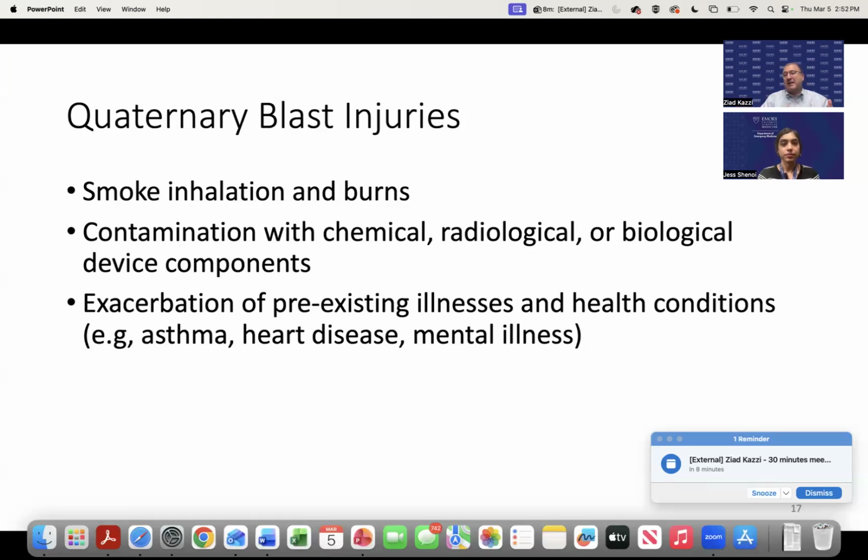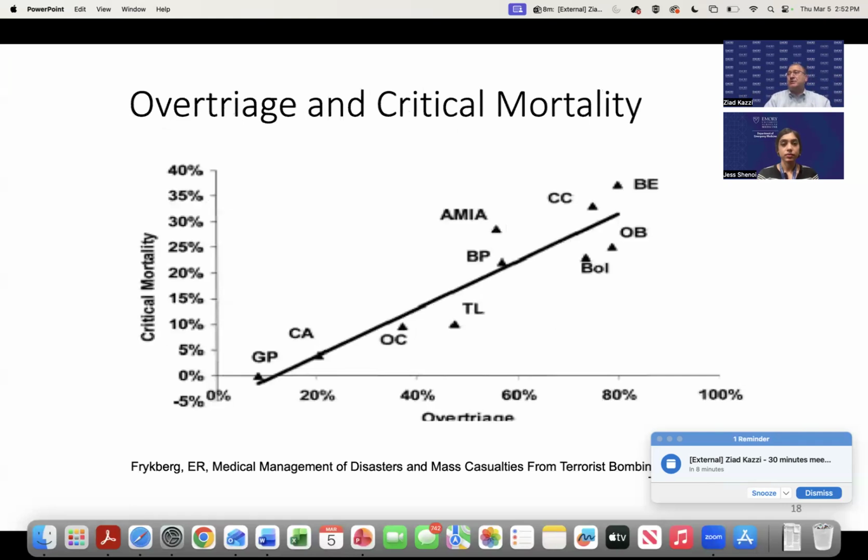As you see, it's a very complex injury complex that can result from bombing incidents, not to be taken lightly, and requires a multidisciplinary approach. And it really all starts from the pre-hospital phase, where our emergency responders, by transporting victims to the appropriate hospital from the beginning, make a big difference in mortality of an incident, as shown in this study.